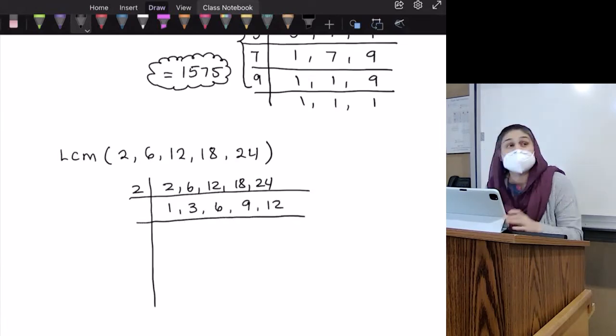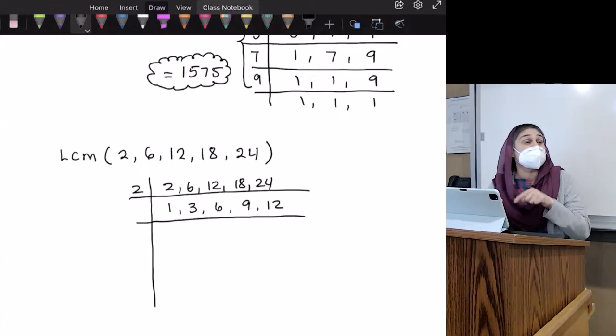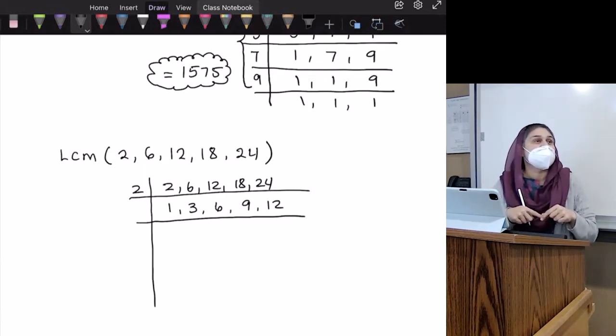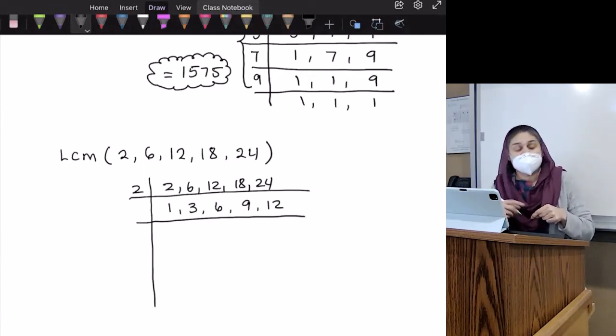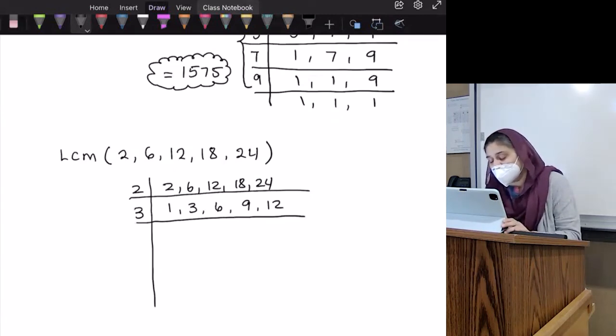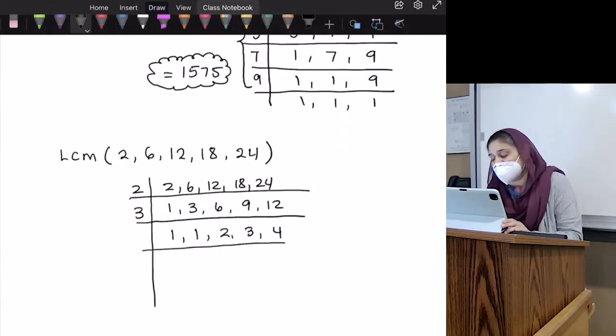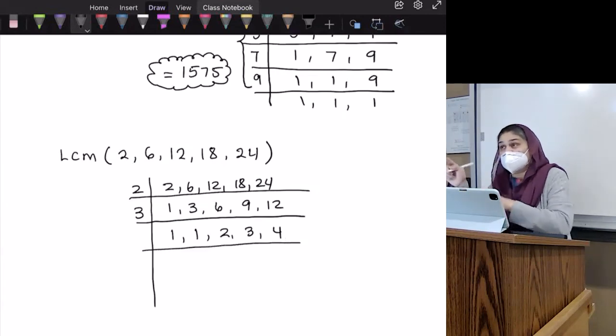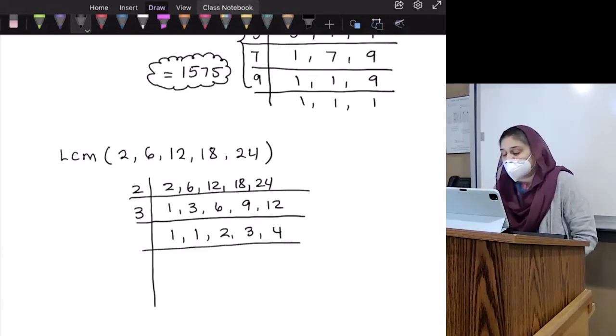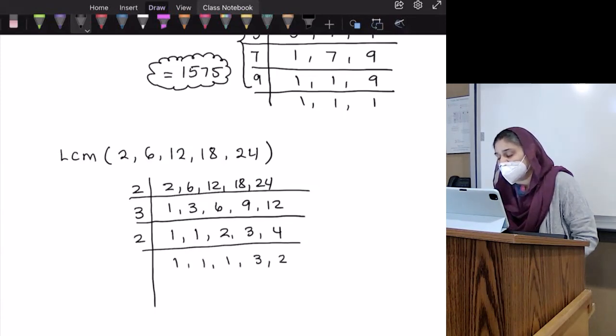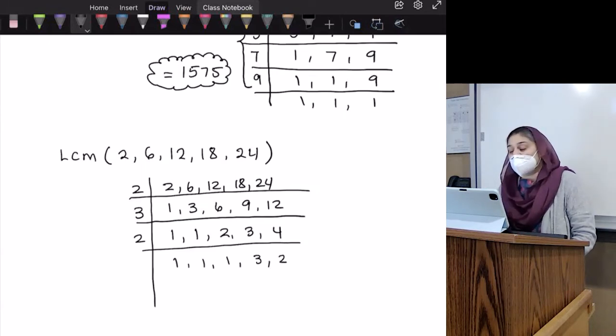Okay, what's the next number? See, now it is at an advantage if I use 3, because many numbers can be divided by 3 now. Do you see it? So it's 3, which will be 1, 1. There we go. Now, what's the next number that more of these numbers divide on? Let's do 2. What will I get? 1, 1, 1, 3, and 2. So now we have just 3 and 2.